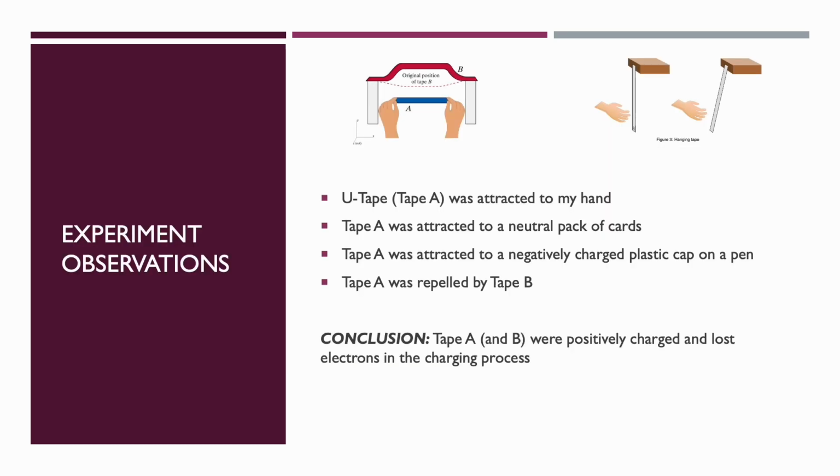Now on to our observations. So we figured out that the U-tape, tape A, was attracted to my hand. Tape A was also attracted to a neutral pack of cards as seen on my desk. Tape A was also attracted to a negatively charged plastic cap on a pen, and tape A was repelled by tape B, as you could see in the previous slide. And the conclusion was that tape A and tape B were positively charged and lost electrons in the charging process.